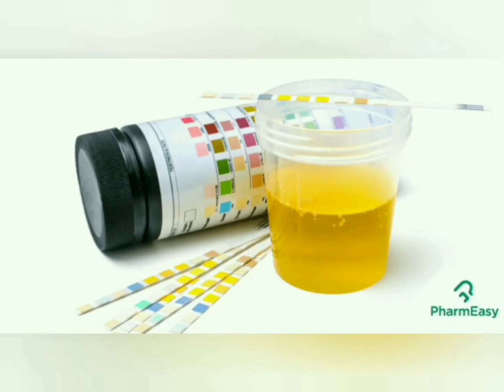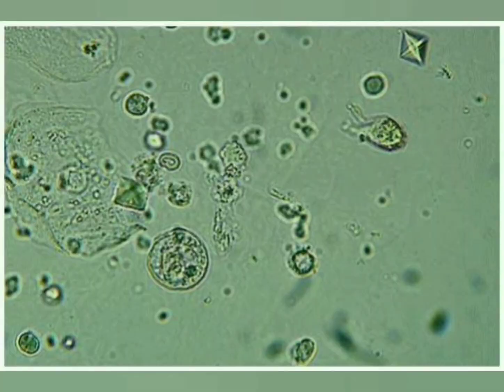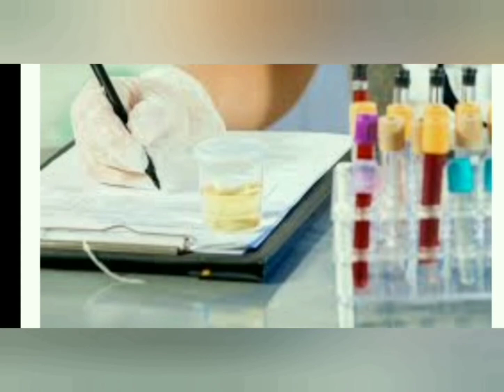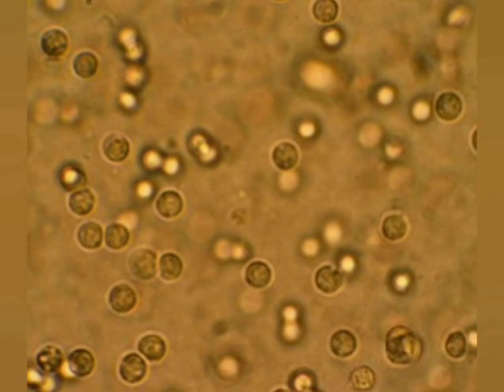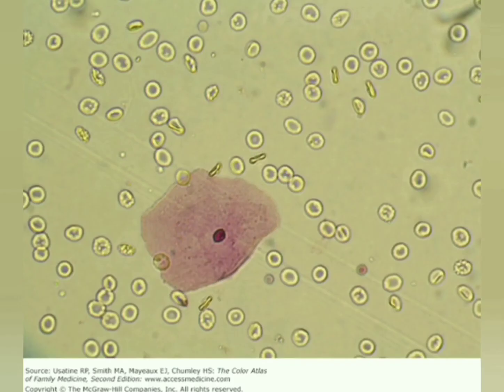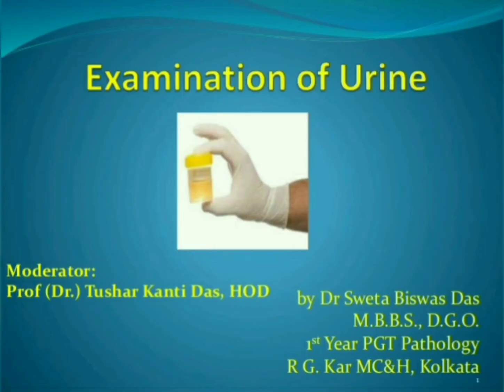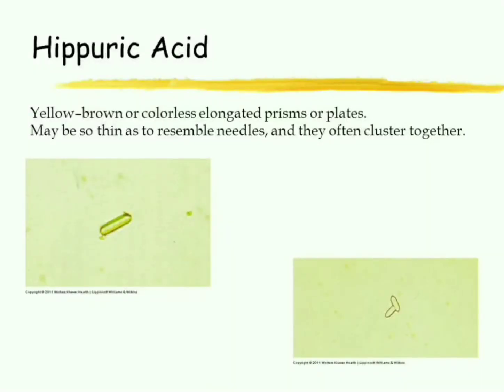Types of crystals: hippuric crystals, calcium oxalate crystals, uric acid crystals, triple phosphate crystals, bilirubin crystals, calcium carbonate crystals, calcium phosphate crystals, cholesterol crystals, ammonium biurate crystals, cystine crystals, leucine crystals, indinavir crystals, tyrosine crystals. Types of crystals in urine.